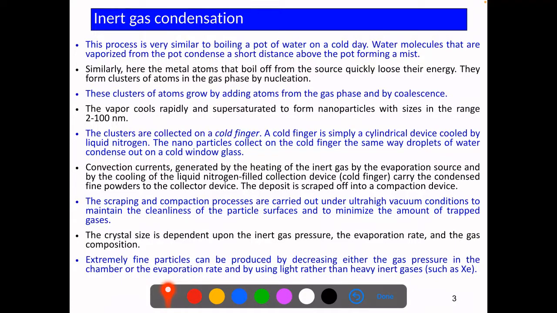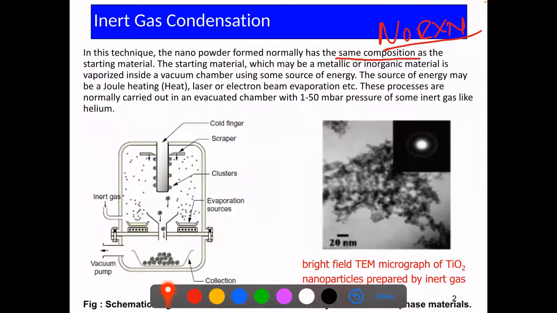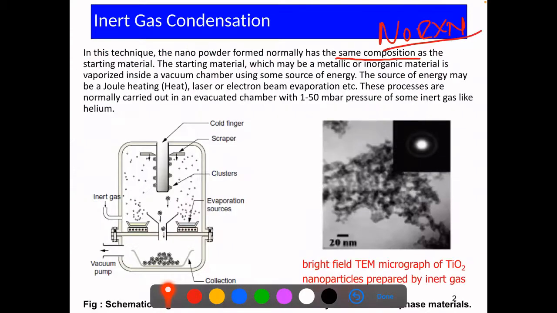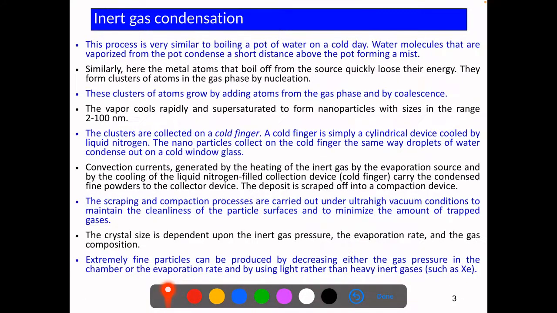This process is very similar to boiling a pot of water on a cold day. Water molecules that are vaporized from the pot condense a short distance above the pot, forming a mist. Similarly here, the metal atoms that boil off from the source quickly lose their energy. Here they are. They form clusters of atoms in the gas phase by nucleation. These clusters of atoms grow by adding atoms from the gas phase, and then the vapor cools rapidly on a cold finger. A cold finger is simply a cylindrical device cooled by liquid nitrogen.